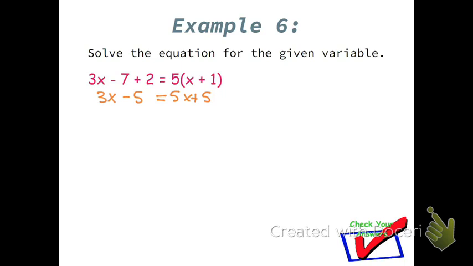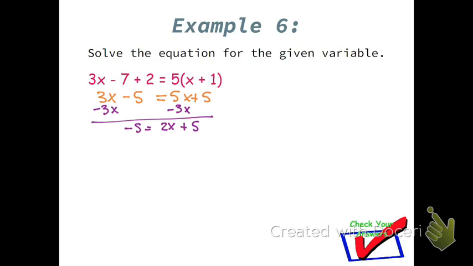And then the next step is to get all of the variables on one side of the equation. Again, it doesn't matter which side, but try to think ahead. And if you can avoid having a negative coefficient, that is not a necessity, but it makes your work a little bit easier, in my opinion. So I'm going to subtract 3x from both sides. And that's going to leave me with this.